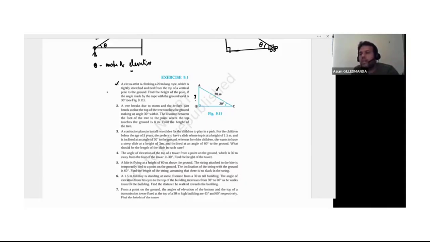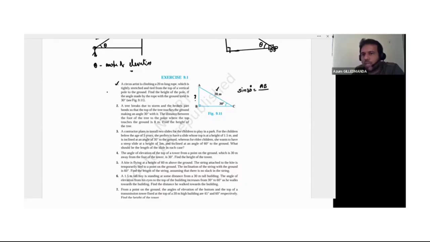So this is simple, sine theta. I know the hypotenuse and I know the angle. I just need to find the opposite side. So here I'll apply sine 30. What is sine 30 in this triangle? Sine 30 is opposite by hypotenuse. Opposite is what? AB.